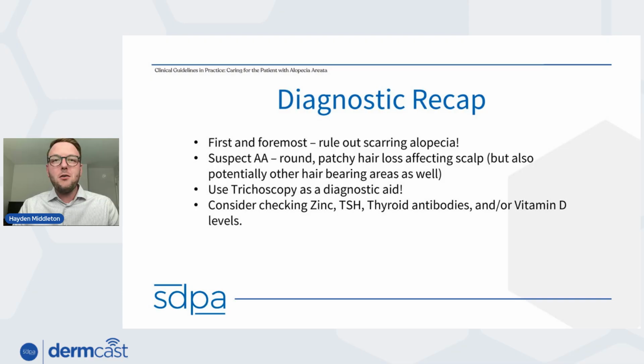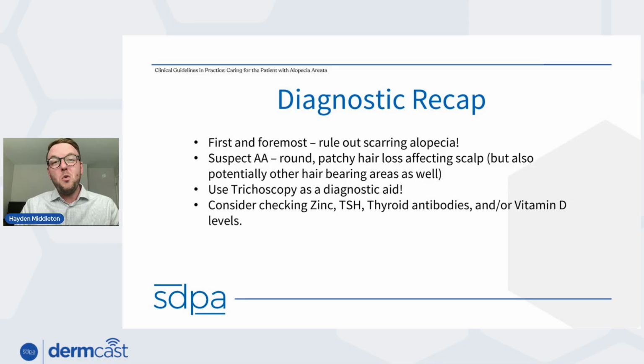If you've ruled that out and you suspect AA because they have round, patchy hair loss affecting the scalp, just remember that it can also affect other hair-bearing areas as well, such as the patient's beard area and the eyebrows, and it can also have other diagnostic features like nail pitting. It's useful to use trichoscopy as a diagnostic aid.